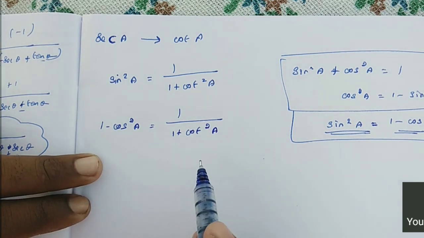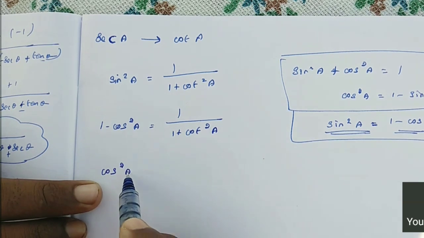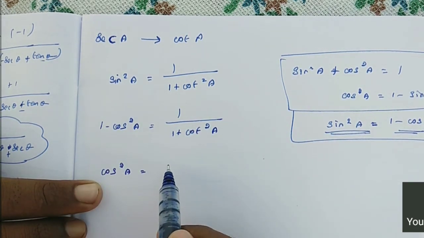Are you clear? Okay. Next step, cos squared A is equal to, you just move the 1 towards the right side. So what is it? What is it?